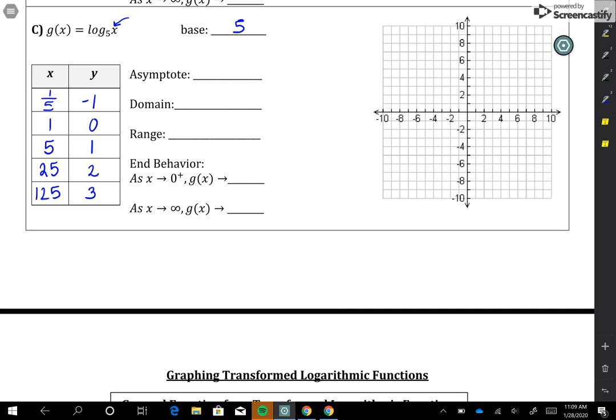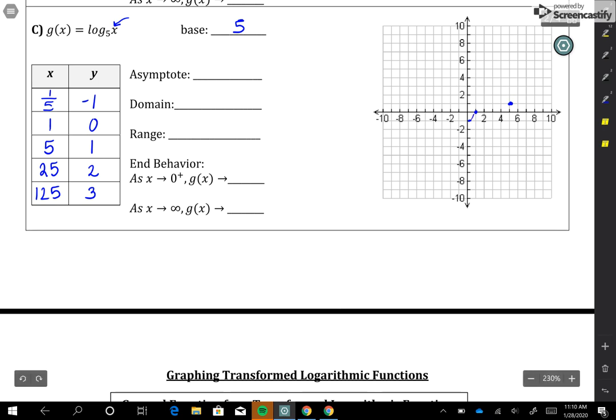So let's graph the points that we can on this standard window. I can graph 1/5, -1. That's just very close to my y-axis. Then the point 1, 0. Then I have 5, 1. And my next point is 25, 2, which I definitely can't graph.